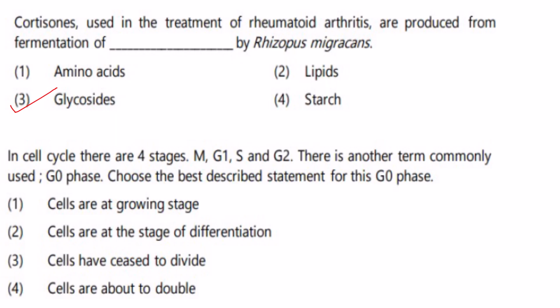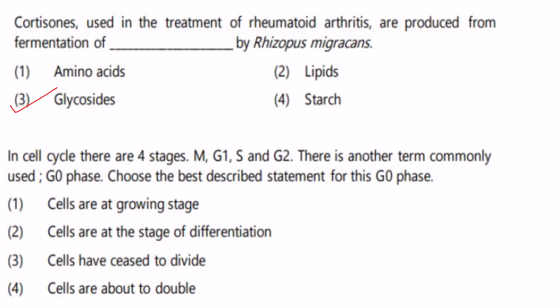There is another term commonly used, that is G0 phase. Choose the best described statement for this G0 phase. So in G0 phase, the cells are metabolically active. That is, they continue to perform the essential cellular functions, but they do not undergo any division or proliferation or differentiation during this period. That is your G0 phase.